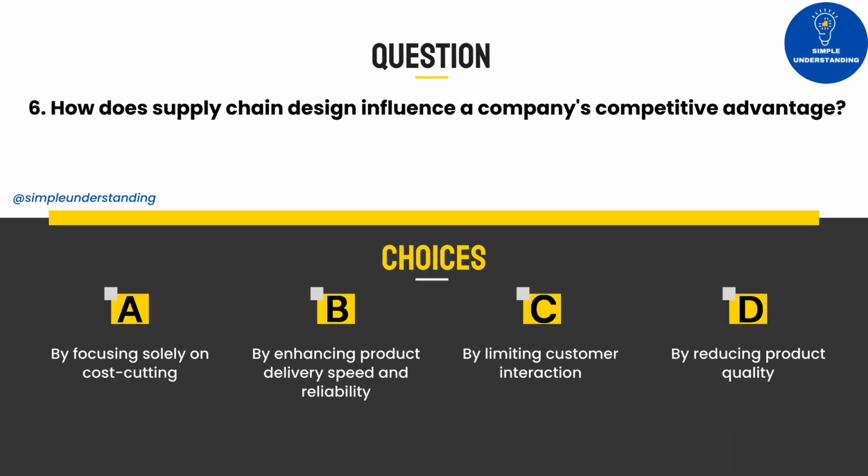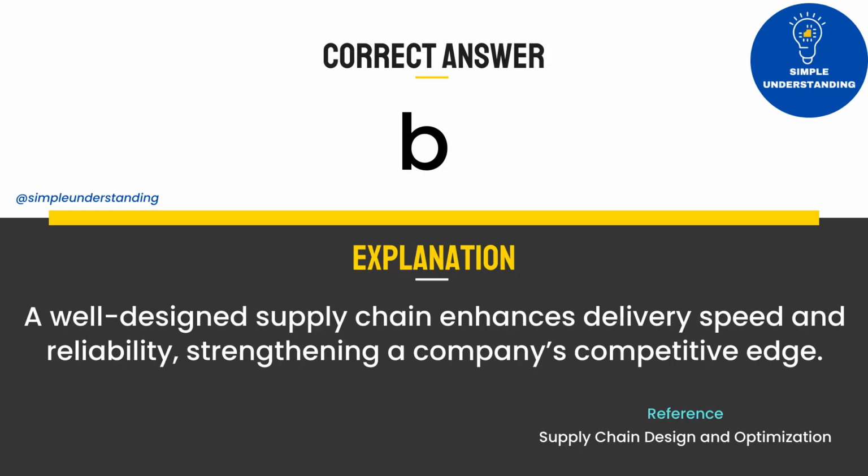6. How does supply chain design influence a company's competitive advantage? A. By focusing solely on cost-cutting. B. By enhancing product delivery speed and reliability. C. By limiting customer interaction. D. By reducing product quality. Correct answer B. Explanation: A well-designed supply chain enhances delivery speed and reliability, strengthening a company's competitive edge.